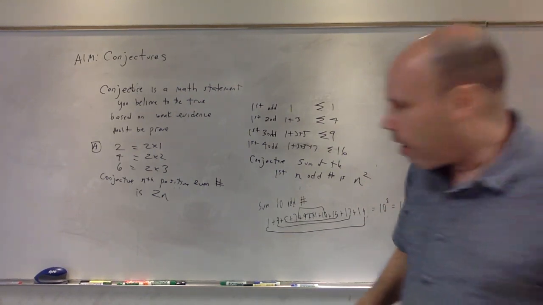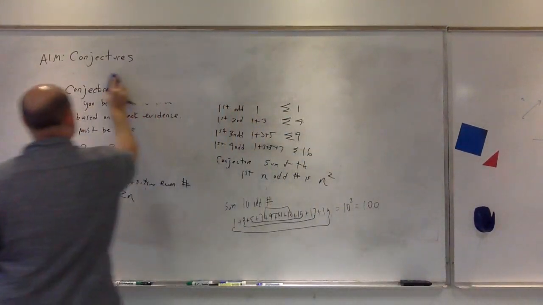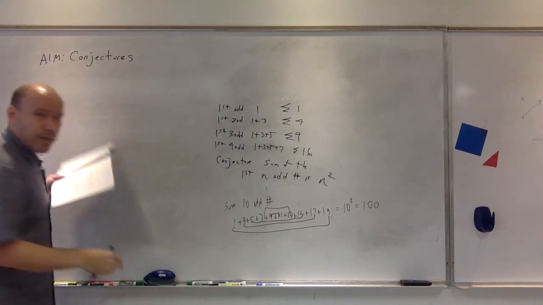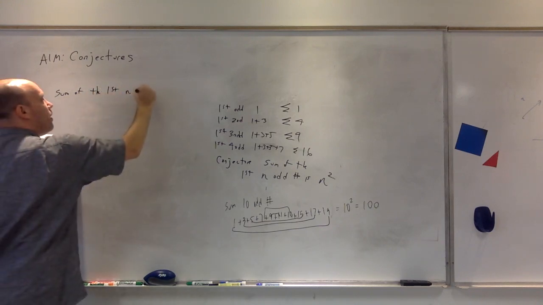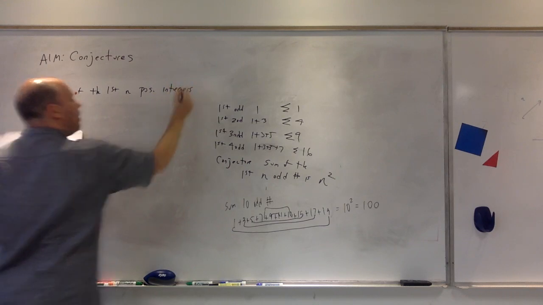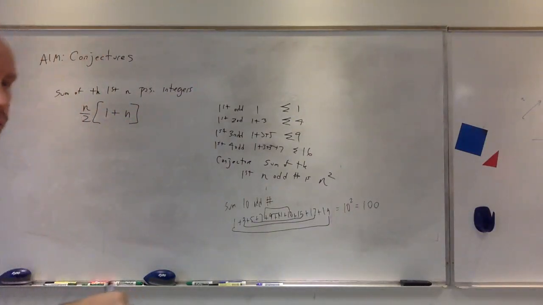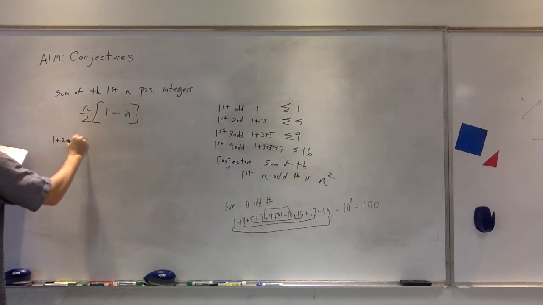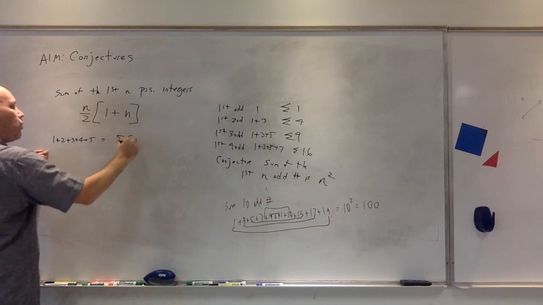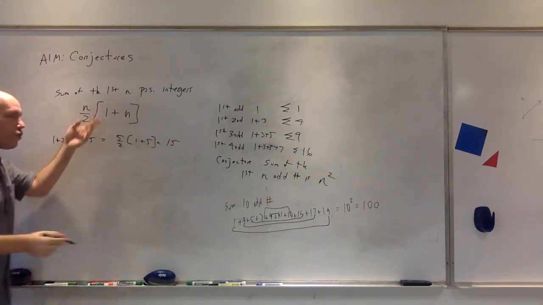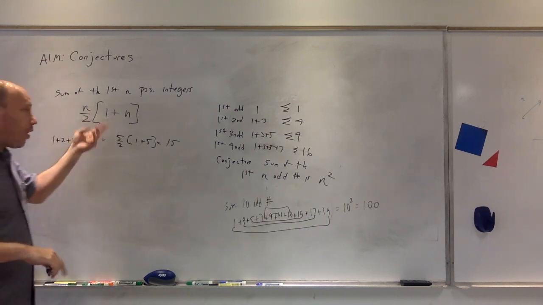Last cute little thing. Let me erase this. The last conjecture that I'm going to prove, a famous conjecture, is that the sum of the first n positive integers is n over 2 times 1 plus n. So for example, 1 plus 2 plus 3 plus 4 plus 5. We know it's 5 over 2 times 1 plus 5, which is 15. And it works. I told you it works, but we never really proved it. I'm going to show you how to prove this.